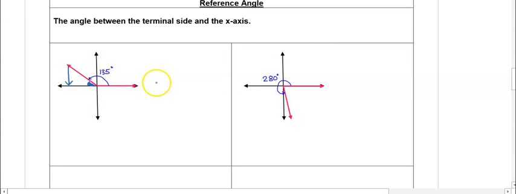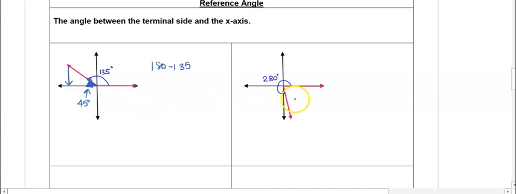So in this example right here, we're going to figure out what that degree measure is. So we have 180 minus 135, and 180 minus 135 is going to get me 45 degrees. So that's what this is right here. That spot that I highlighted, that I colored in, is 45 degrees. And that is what my reference angle is.